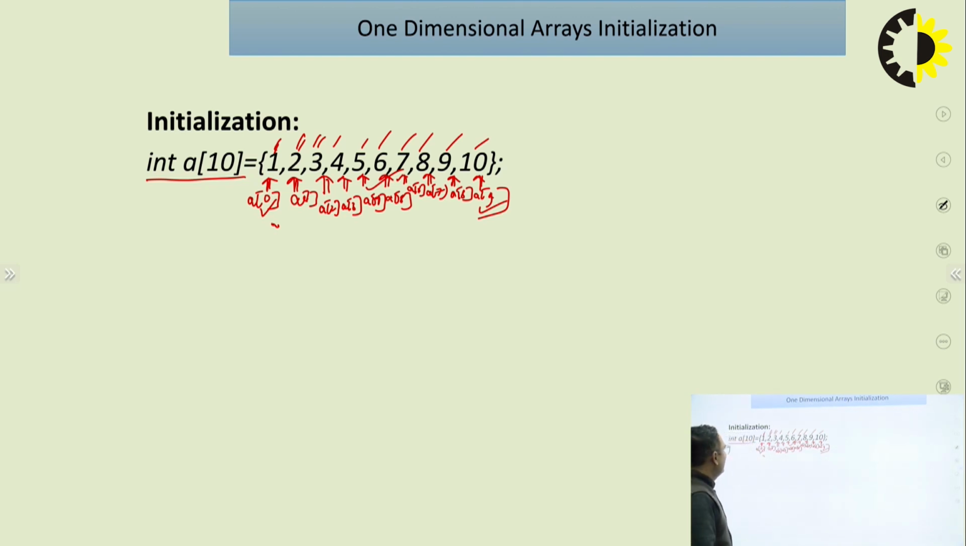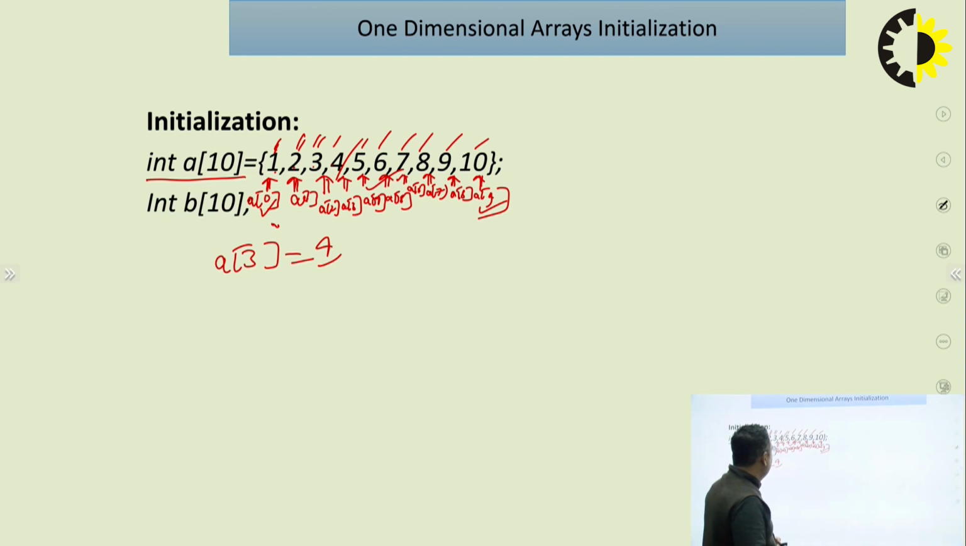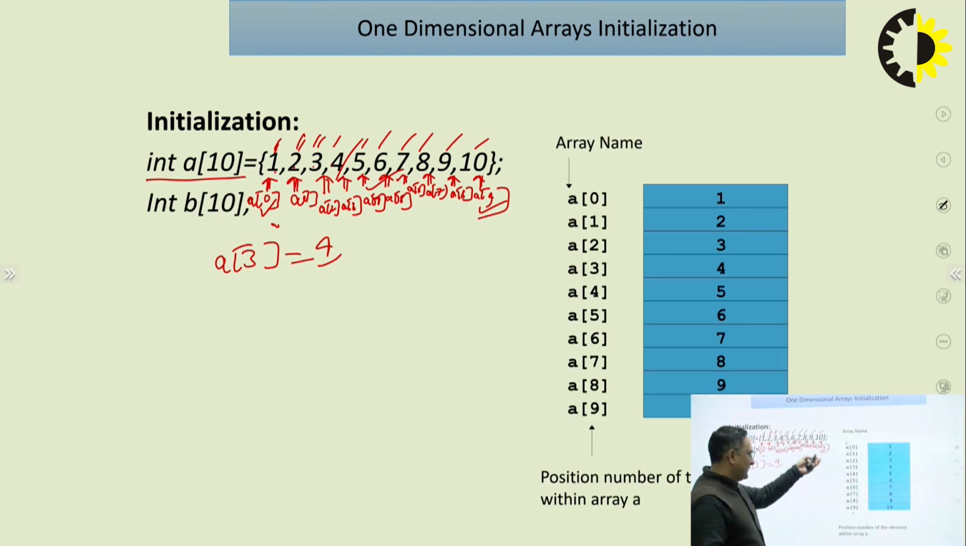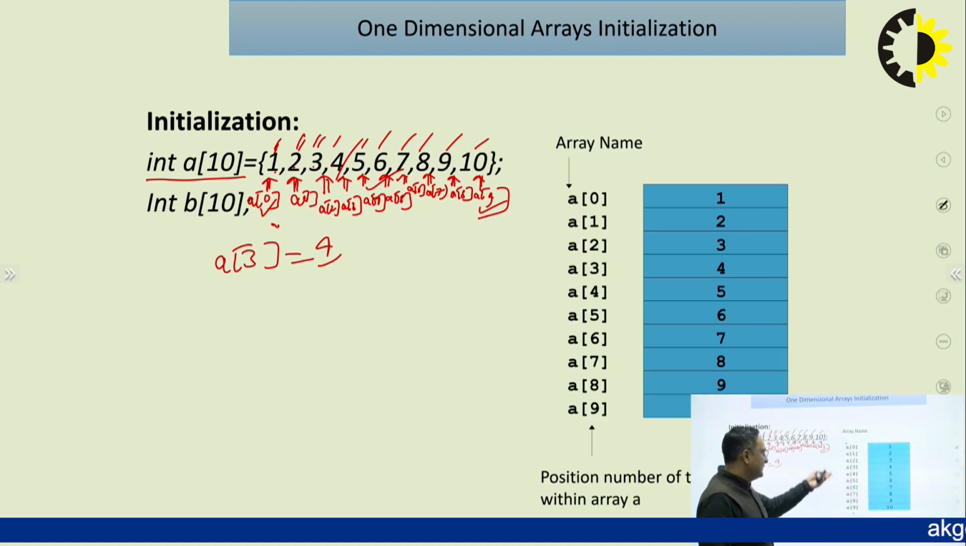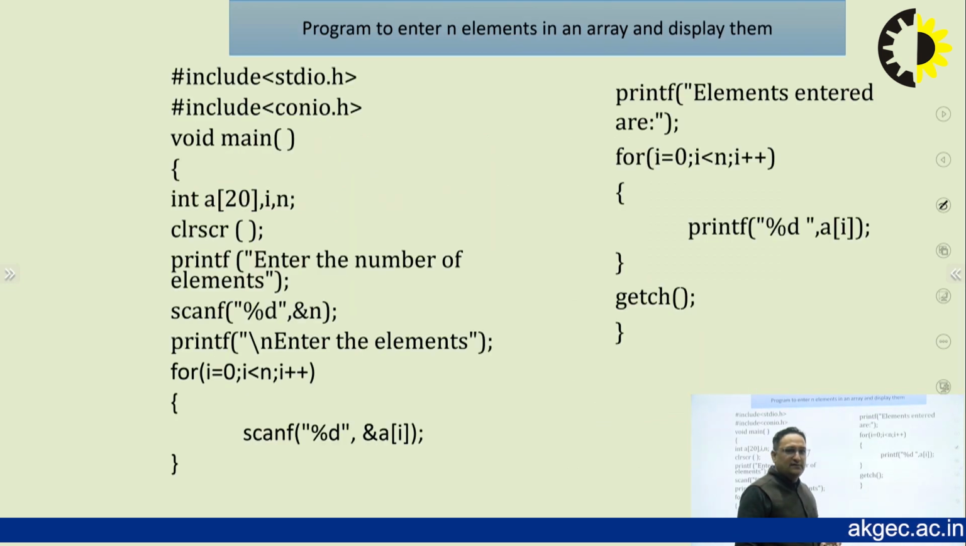So when I access this, let's suppose at some point I want to access the fourth element. Then the fourth element will be at index 3. So A3 is 0, 1, 2, 3, 4. So the fourth element is 4. This is how an array works. The same is explained in this slide as well.